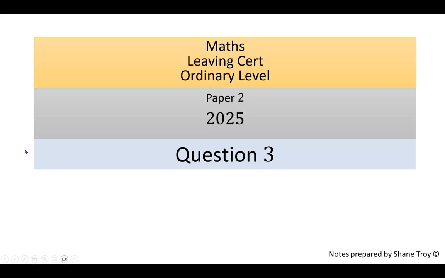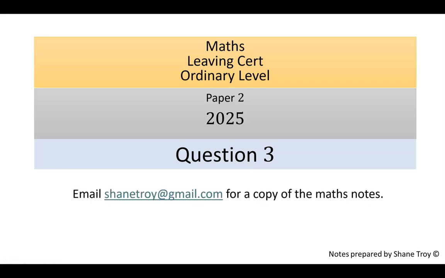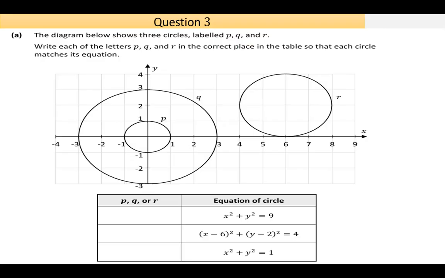Hi, welcome to question 3 of the Leaving Cert Ordinary Level 2025 Paper 2. So we'll get stuck in, and this is a circle question. Part A says the diagram below shows 3 circles labeled P, Q and R. P is a small circle here around the origin, which is important. Q is a larger circle, again centered around the origin, and R is a separate circle on its own.